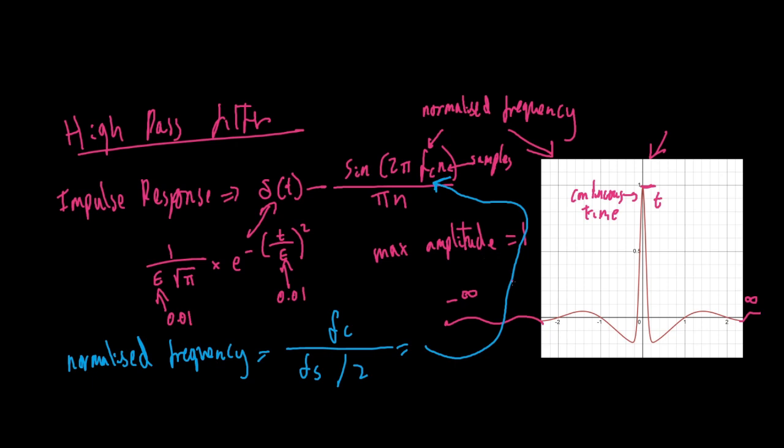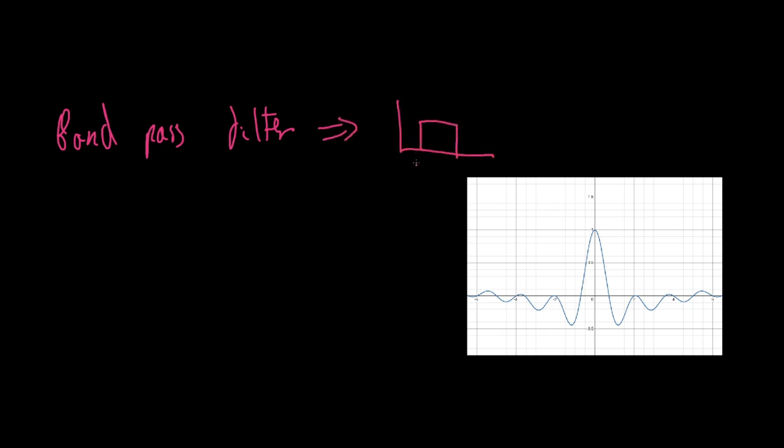Let's look at the band-pass filter next. Remember, the band-pass filter looks like this. It has an impulse response like that from F1 to F2, frequency against amplitude. It is 1 in the range F1 to F2. It is 0 elsewhere. Now this has a relatively simple impulse response.